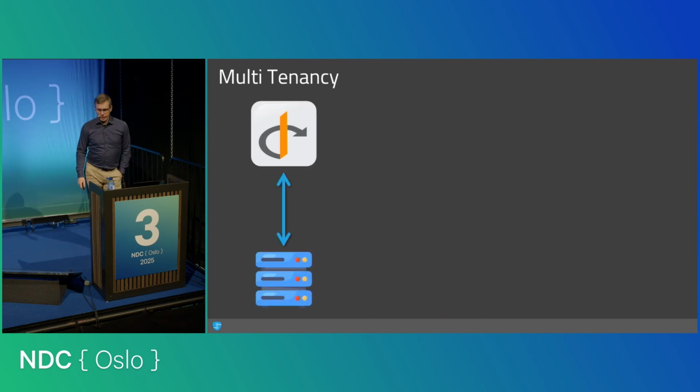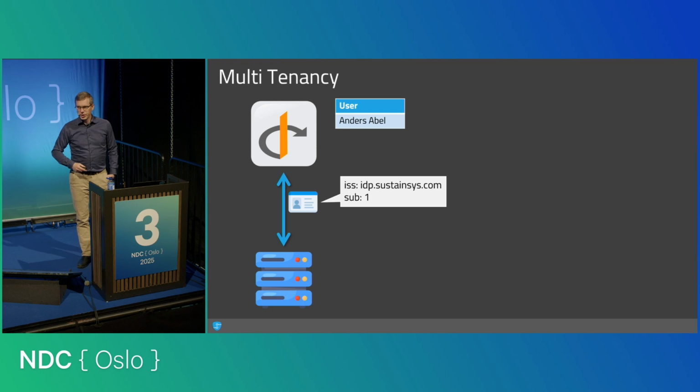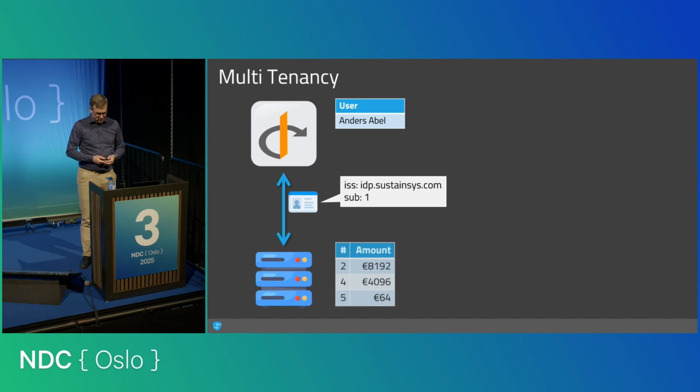So they created, for each tenant, an instance of an OpenID Connect provider, with a single user, and they assigned it an issuer. So this was idpsustainability.com. We no longer need a tenant ID claim. The tenant is set by the issuer. And we just have a database that contains only the orders of this tenant.